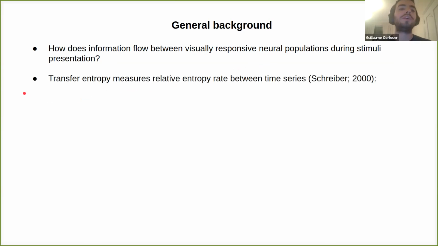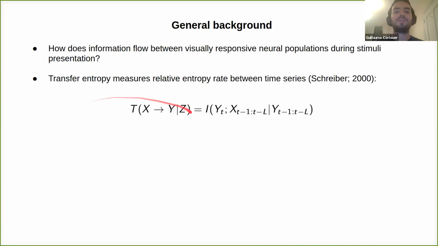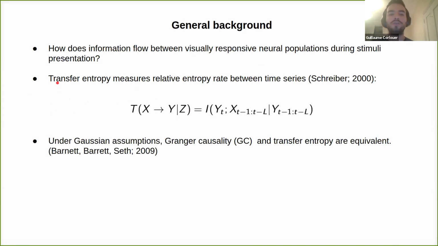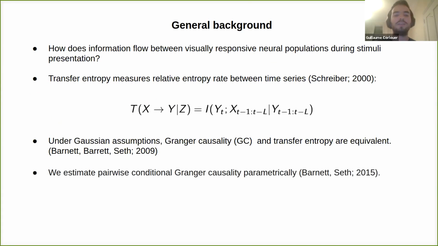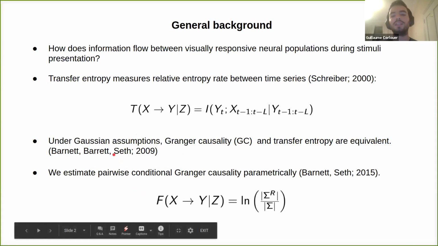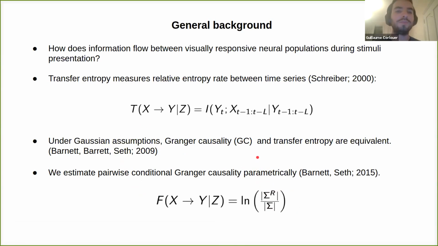And by information flow here, I mean transfer entropy, which is a measure of relative entropy rates between time series. Mathematically, it relates to conditional mutual information. And under Gaussian assumption, it has been shown that Granger causality and transfer entropy are equivalent. So we are using Granger causality as an approximation of transfer entropy in our work. And we estimate conditional Granger causality from state space model. So this is a parametric approach to Granger causality estimation. And in general, Granger causality between time series writes as a log ratio of generalized covariance matrix of the noise.